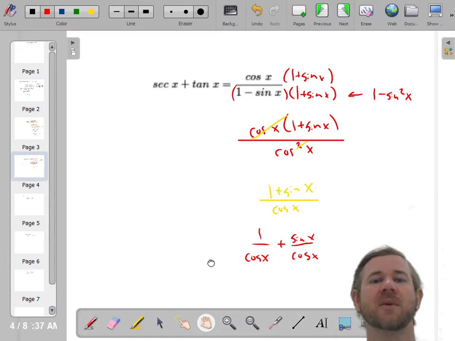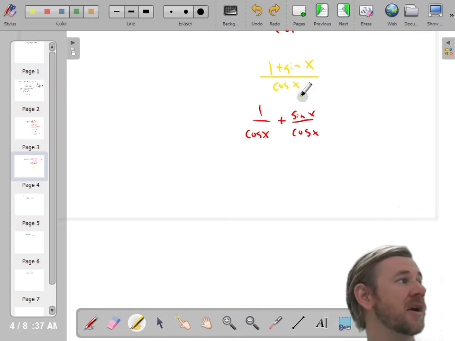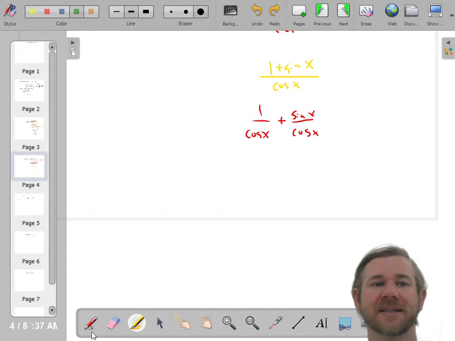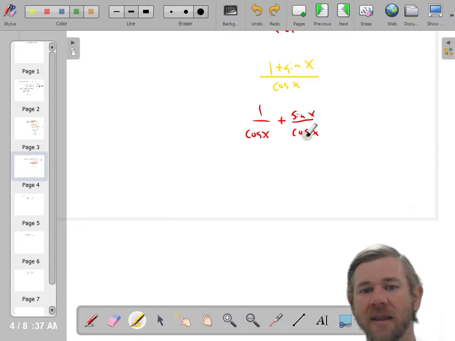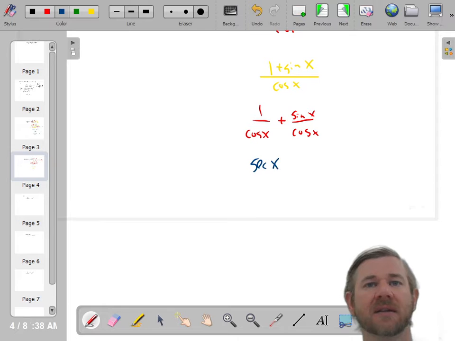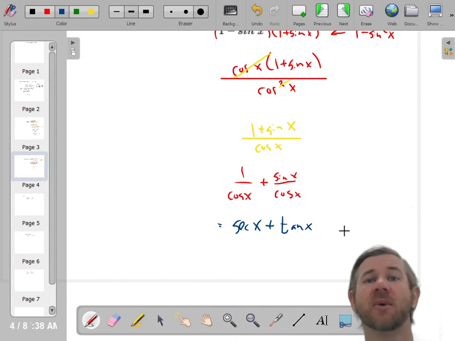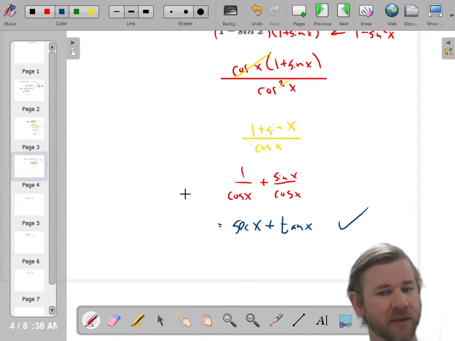So make sure you understand why I'm allowed to do this. They have the same denominator. I'm just separating the numerator, 1 plus sine of x. If I were to put this back together, I would add them over the same denominator. But now, the reason I separate it is because now I can see that 1 over cosine is secant and sine over cosine is tangent. So we did it, because that's what we were trying to prove, was secant plus tangent. So again, conjugate helped you again. Those two, nice.